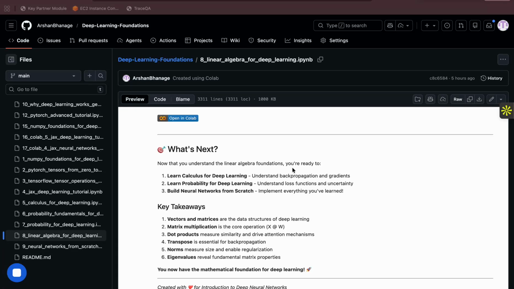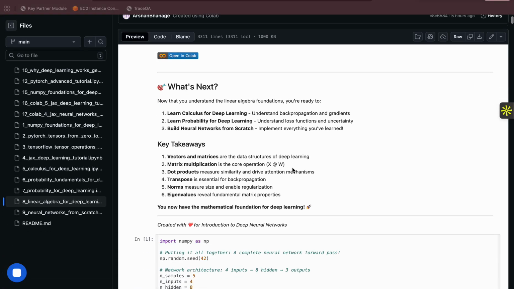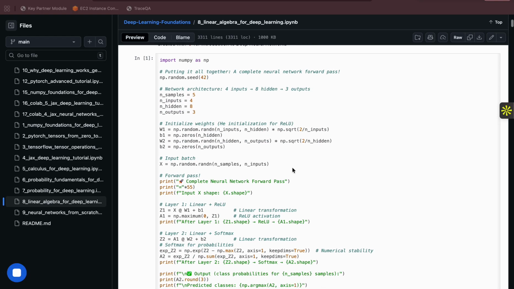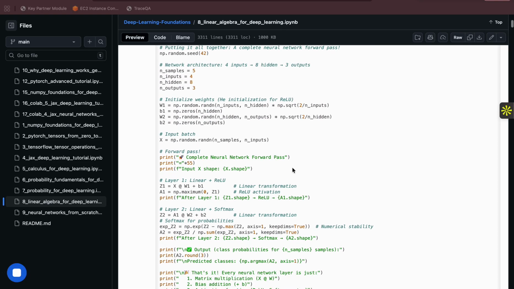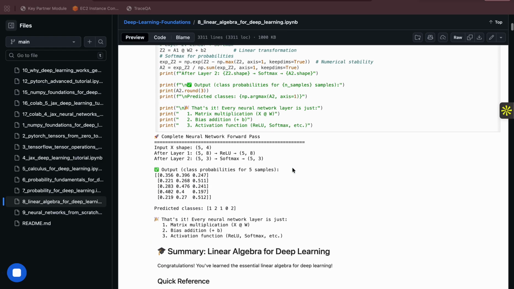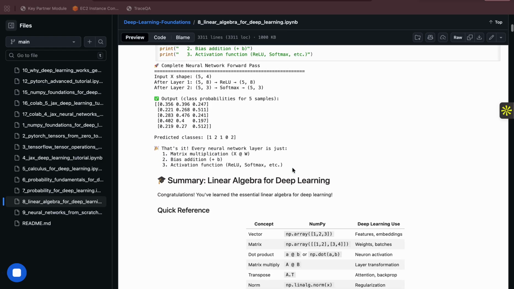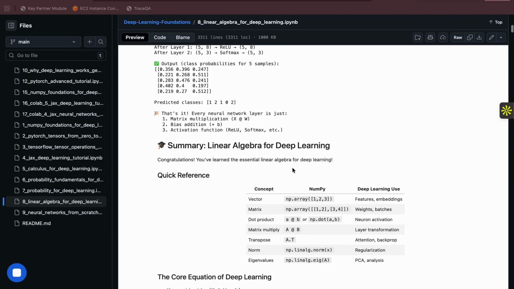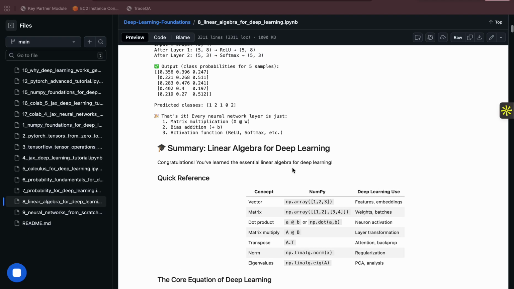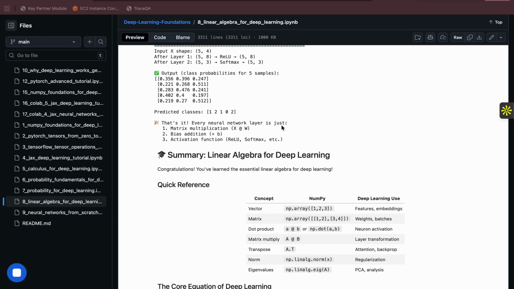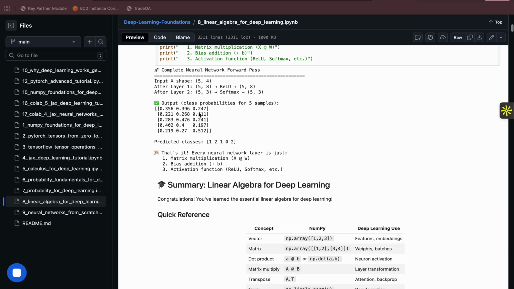This Colab includes linear algebra for deep learning. So in the first cell, we create a complete neural network forward pass with two layers, performing matrix multiplication with weights, adding biases, and applying ReLU and softmax activations. The output shows the probability predictions for 5 samples across 3 classes.